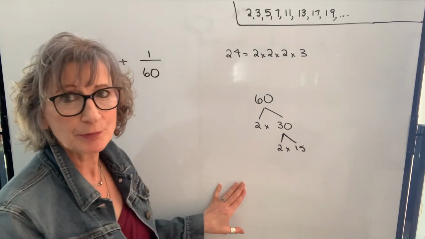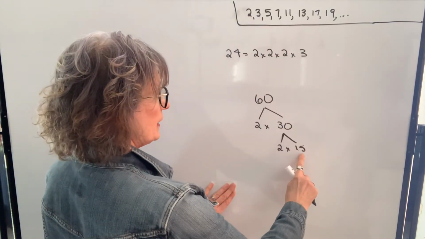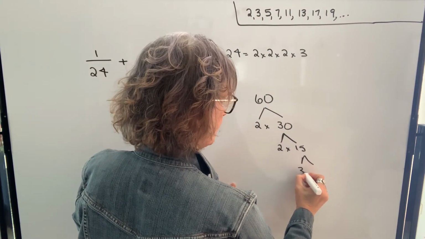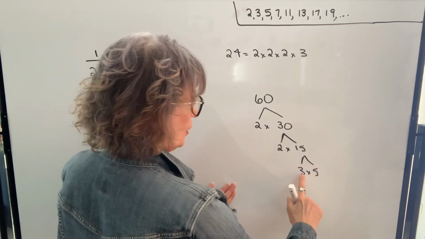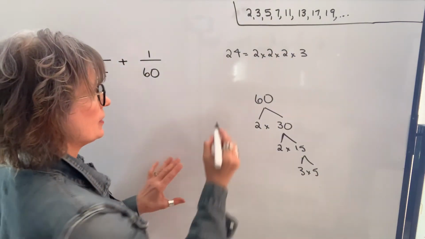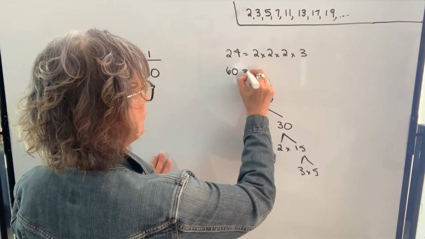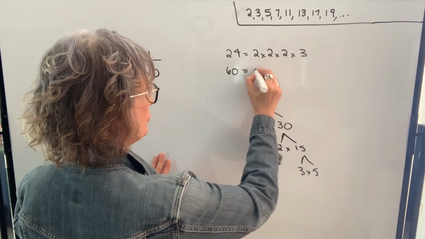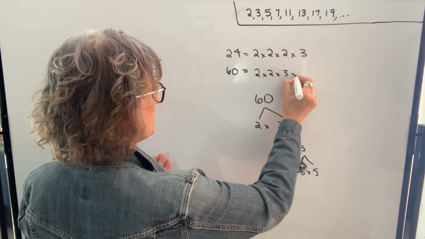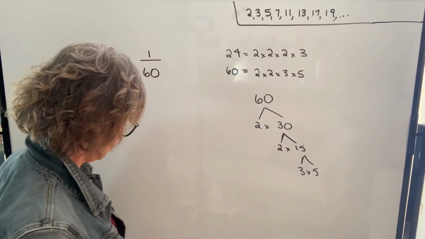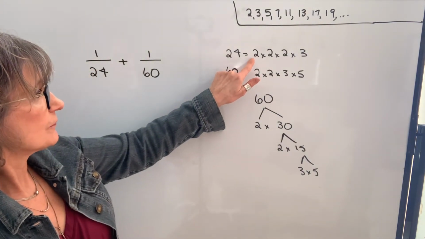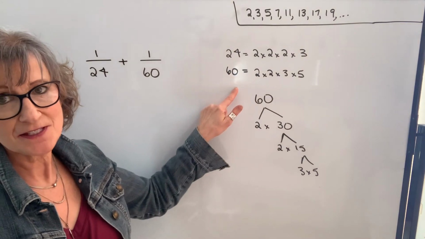15 is not a prime number. 2 does not divide into 15, but 3 does. So I write 15 as 3 times 5. 3 and 5 are both prime numbers, so I'm done my prime factorization. 60 will equal 2 times 2 times 3 times 5. So I have the prime factors of 24 and of 60.